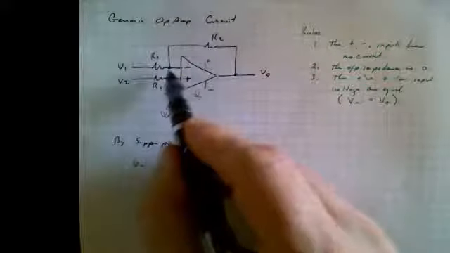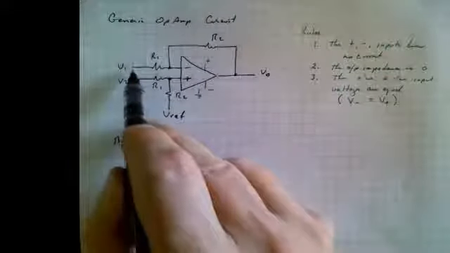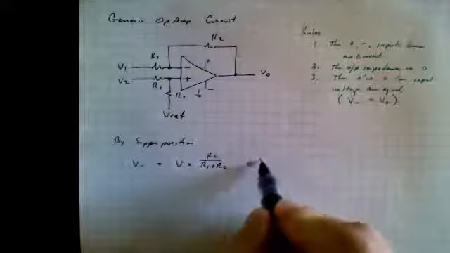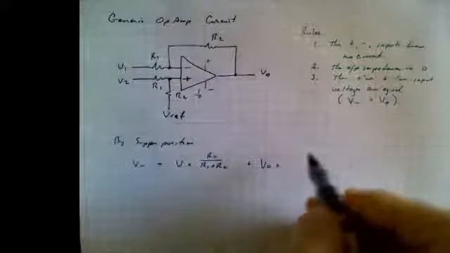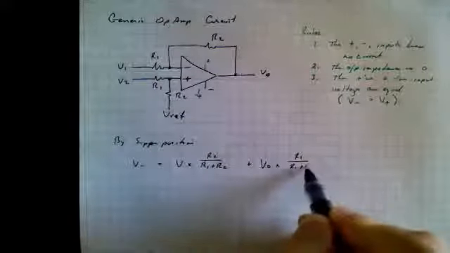But of course there is a contribution to the voltage at this point from this source. So now we'll put this source, V1, to ground, and we'll look at the contribution from VO. Plus VO times, and this time it will be R1 over R1 plus R2.